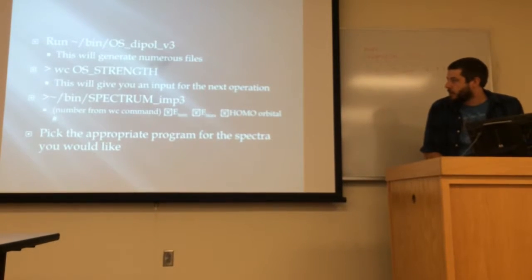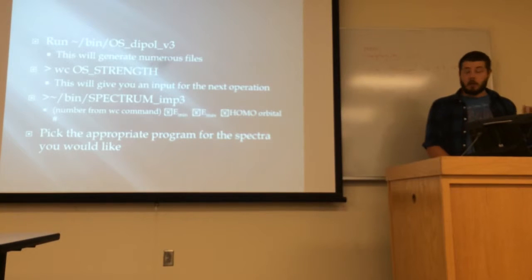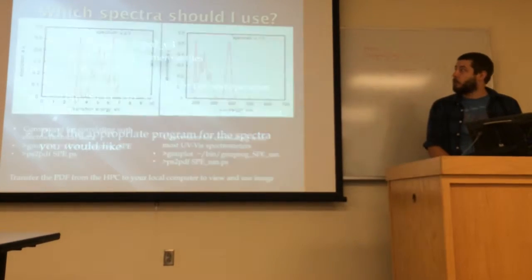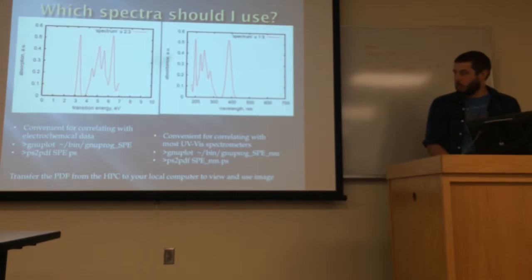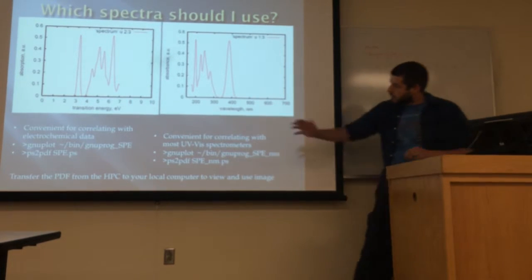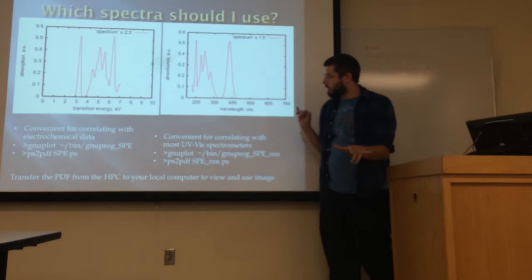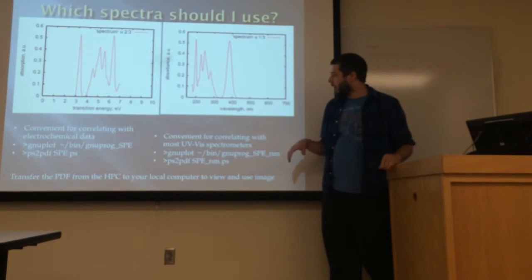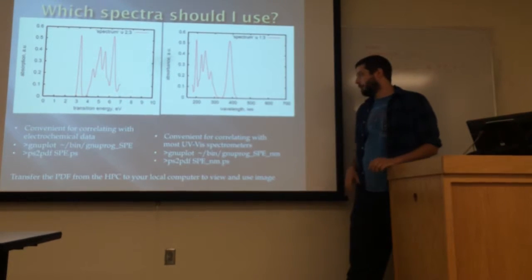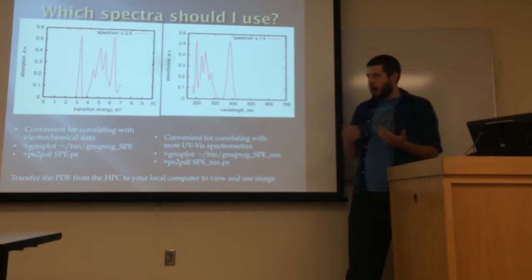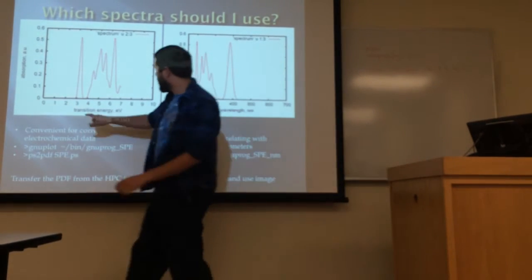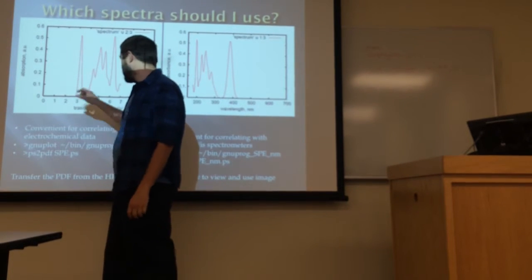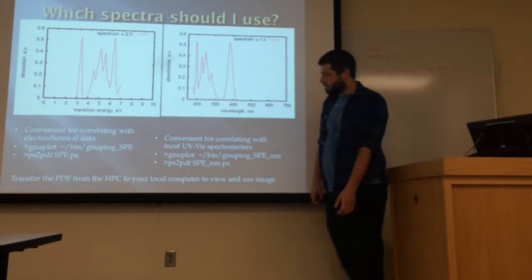And the next step is to pick the appropriate program for the spectra that you would like to produce. That all depends on what you're trying to correlate it to and what sort of units you'd like to see it in. So this is the same information, but just different units and a different layout. In wavelength, as you know, the shorter the wavelength, the higher the energy. So this peak here, right around 400, is the same as this transition energy around 3 electron volts.